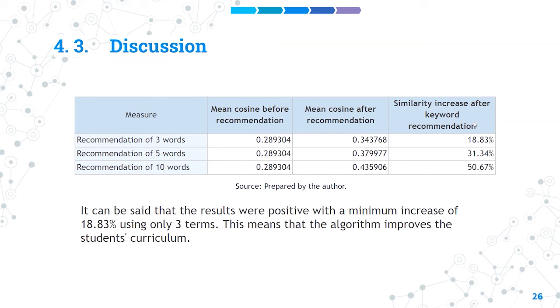And after this similarity, we calculated the mean cosine before recommendation and the mean cosine after recommendation. So we have here an increase, through all the profiles, with 3, 5, and 10 words, of 80%, 31%, and 50%. It can be said that the results were positive, with a minimum increase of 80% using only 3 terms. This means that the algorithm improved the student's curriculum.